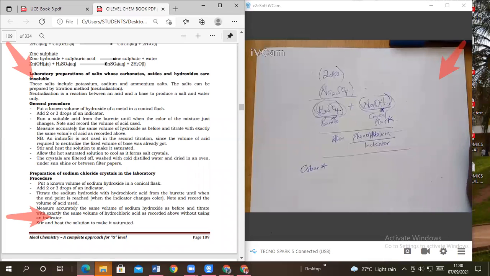Any question of how to come up with these salts? Yes?